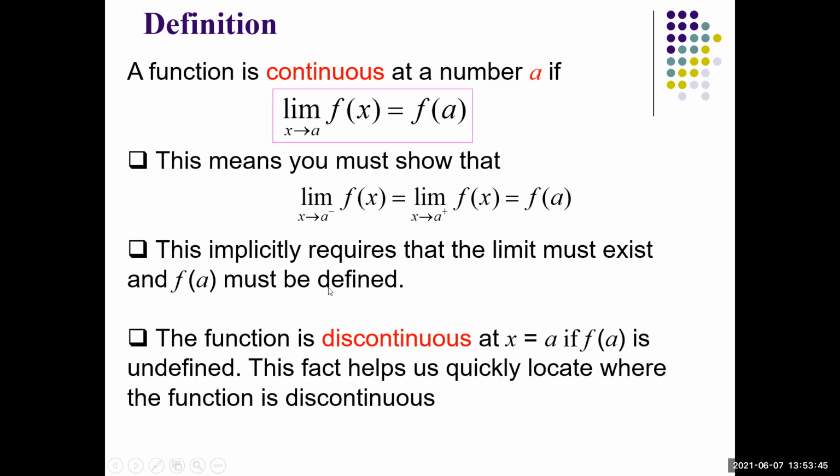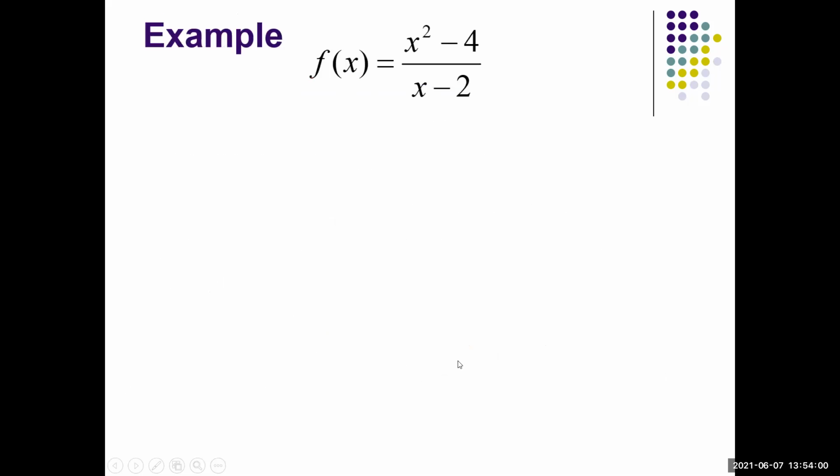So one way to determine whether the function is not continuous is to look at f of a. If f of a is not defined, that means there is nothing on the graph at that point, then the graph must be discontinuous. So that helps us quickly locate where the function is not continuous. For example, looking at this one here, look at the bottom, x minus 2. I can easily see that when x equals 2, the function cannot divide by 0, and therefore the function is undefined at 2, when 2 minus 2 is 0.